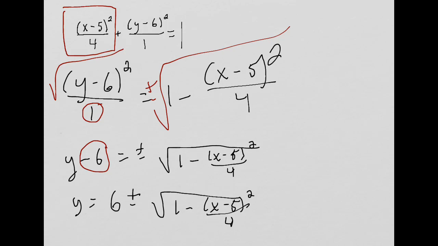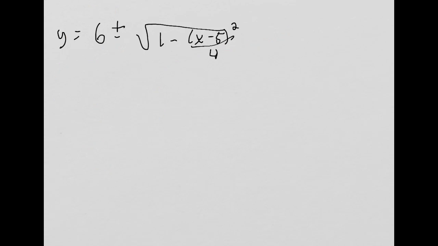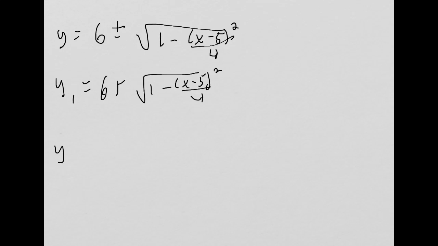Now it's very important that you understand that this is two separate equations, and if we were going to graph them in a calculator, we would go like this. We would say y1 equals 6 plus the square root of 1 minus (x minus 5) squared over 4. And then in y2 we would do 6 minus.